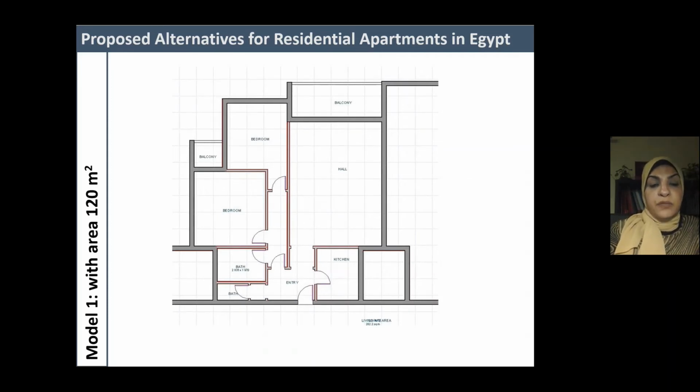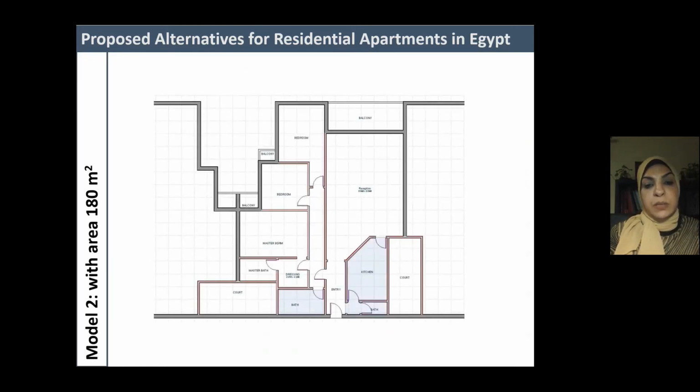This is a model for an apartment with 120 meters square. If we look at the circulation between the zones, we can notice that to access the private zone or the semi-private zone does not force the resident to pass by the other one. It's completely separated.